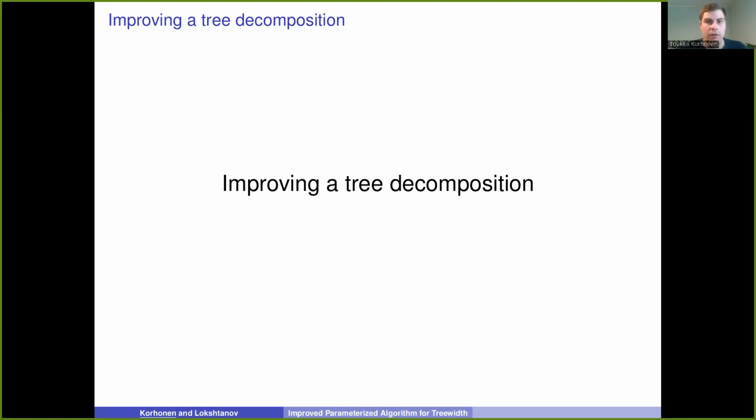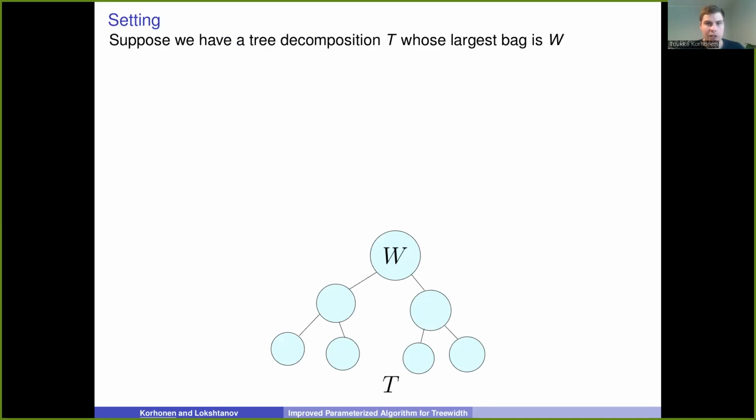Okay, so the rest of the talk I will use to explain this first part of our work: the subset Treewidth problem, and how this subset Treewidth problem can be used for improving a tree decomposition. So let's start with how exactly we are improving the tree decomposition here. The setting is that we have some tree decomposition T, whose largest bag is W, and we wish to improve this tree decomposition T.